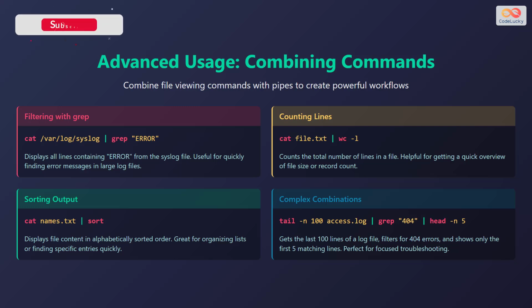Counting lines: cat file.txt | wc -l counts the total number of lines in a file, helpful for getting a quick overview of file size or record count. Sorting output: cat names.txt | sort displays file content in alphabetically sorted order, great for organizing lists or finding specific entries quickly. Complex combinations: tail -n 100 access.log | grep 404 | head -n 5 gets the last 100 lines of a log file, filters for 404 errors, and shows only the first 5 matching lines, perfect for focused troubleshooting.